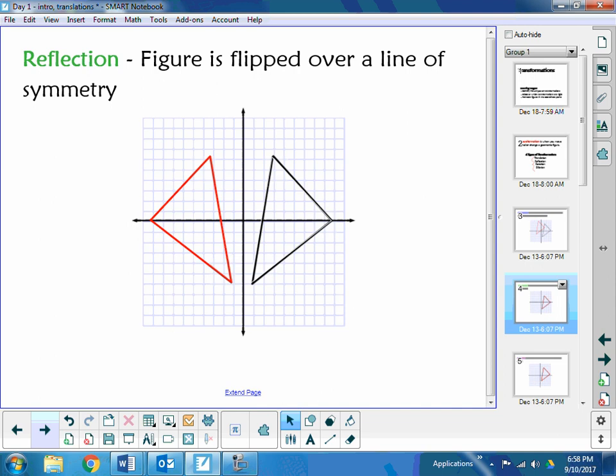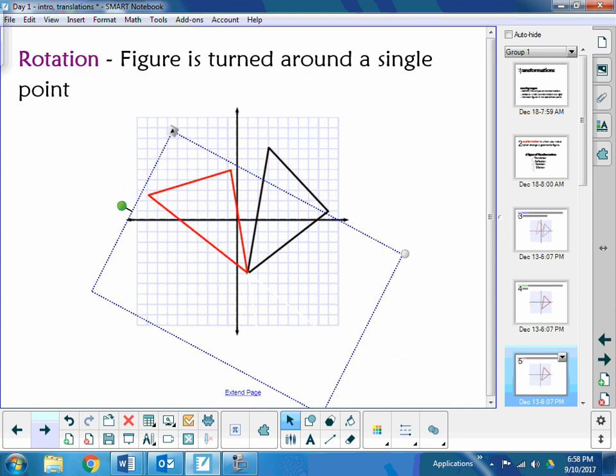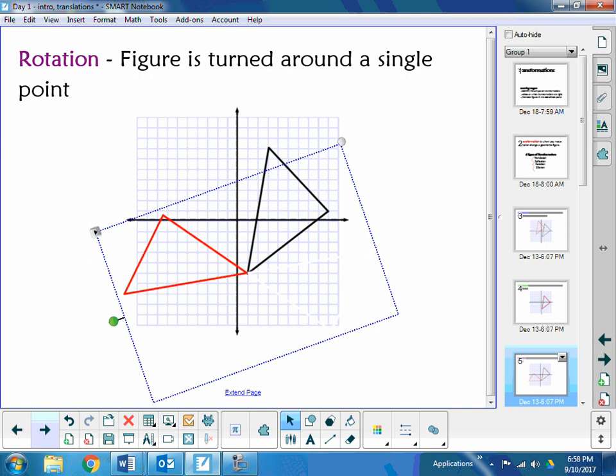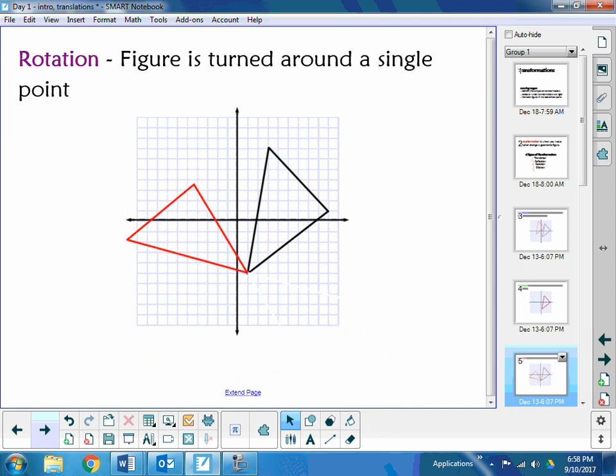Okay. Then we have rotations. The rotation is a single spin on a point. I don't know if that can work, but it looks like this. It rotates around. Okay, and I have it rotating around the point down here at the bottom. So I can really rotate around any point.